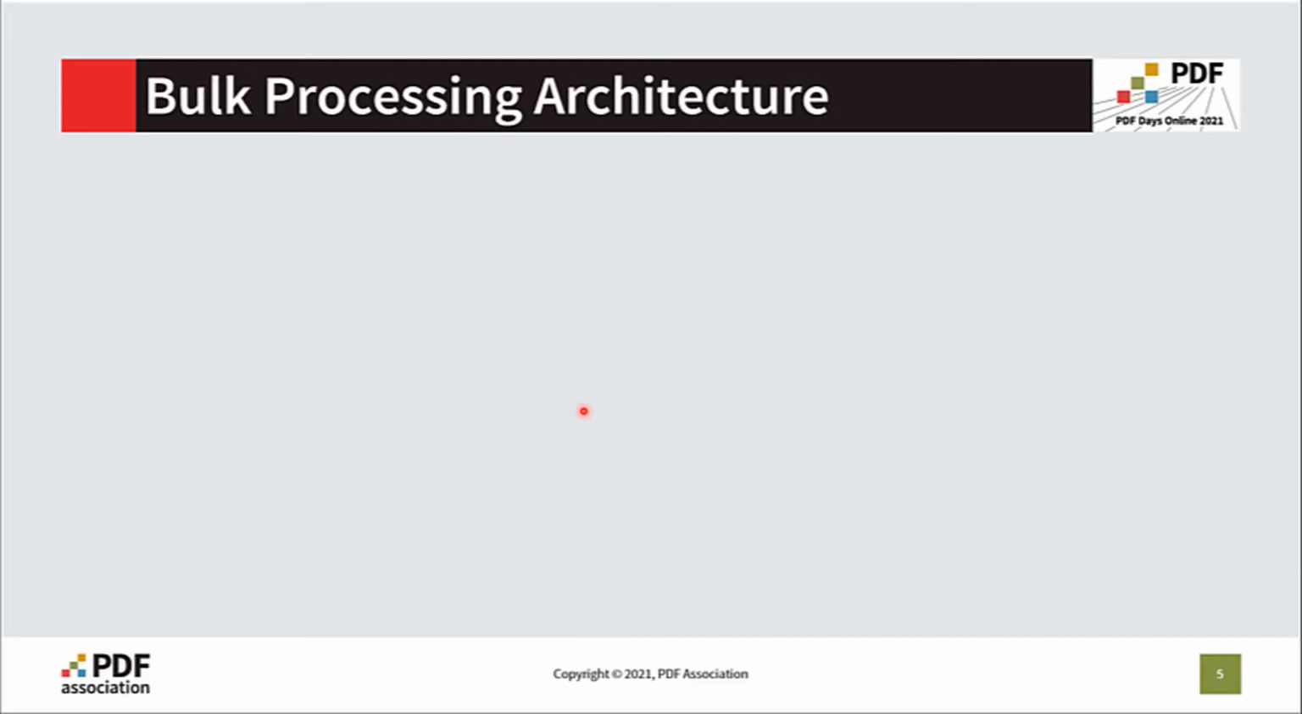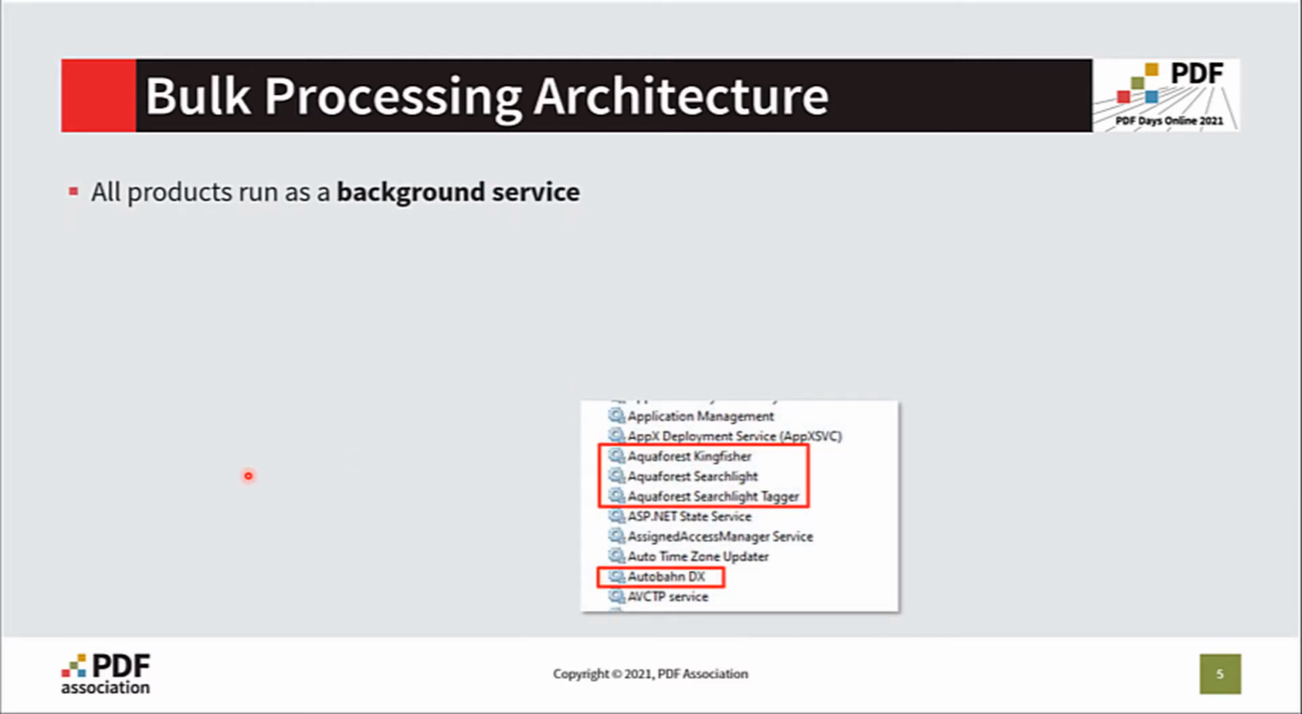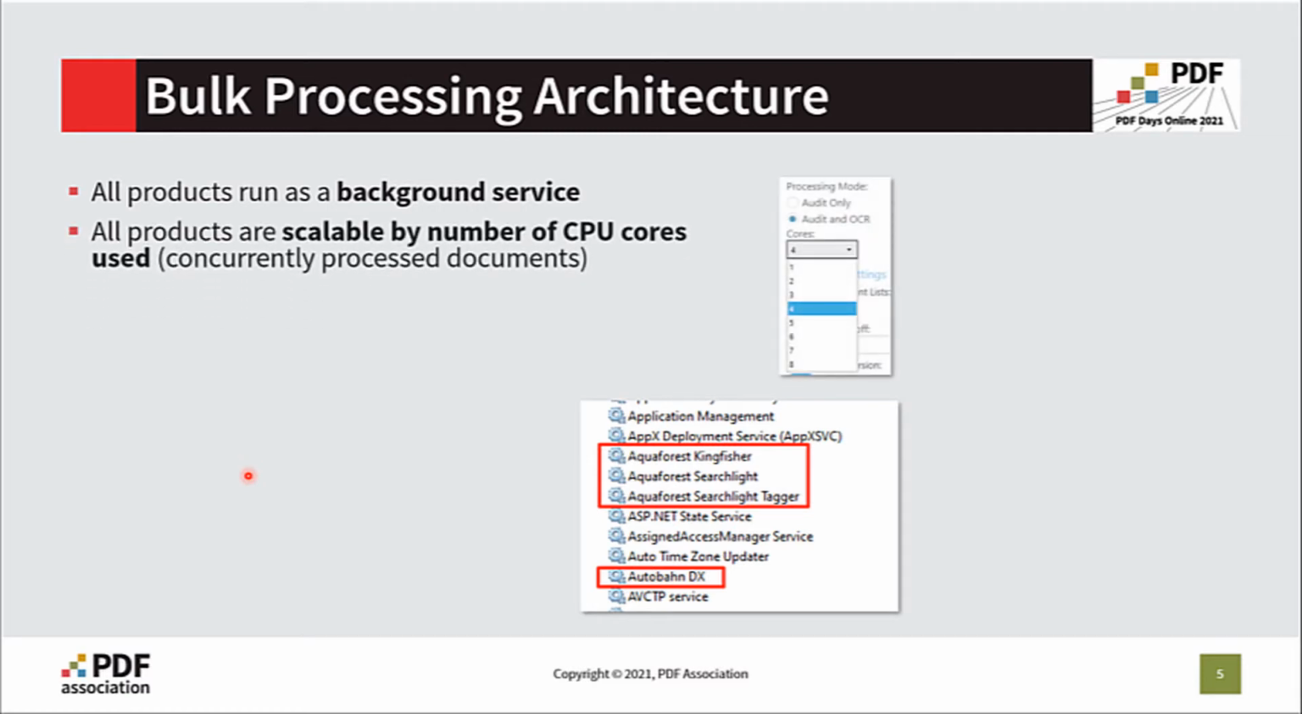Now let's have a look at the bulk processing architecture of all of our products. They all run as a background service, which means they are available and work 24/7 for you. All our products are scalable by the number of CPU cores. The cores correspond to parallel processing. Basically, the more cores you have, the more documents are processed in parallel. Typical configurations are 4 or 8 cores. Some of our heavy duty users have multiple installations of 64 cores each.